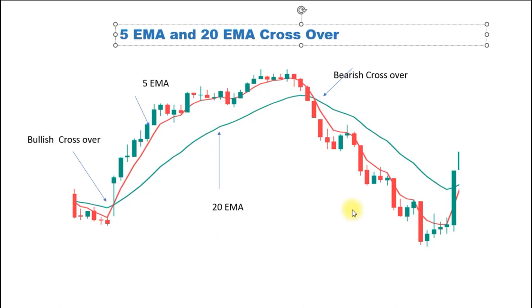Now we can see the 5 EMA and the 20 EMA crossover. Here the red EMA is the 5 EMA and the green EMA is the 20 EMA. This is a bullish crossover, and here is an example for the bearish crossover. If the 5 EMA is crossing above the 20 EMA, it means that the price is going upside. That is a bullish crossover. Here we got the signal as the bullish crossover has happened and price is heading up. And in this example, you can see the 5 EMA crossing below the 20 EMA, a negative crossover, which means the price is going to be in a downtrend.